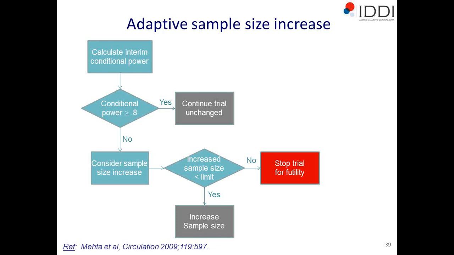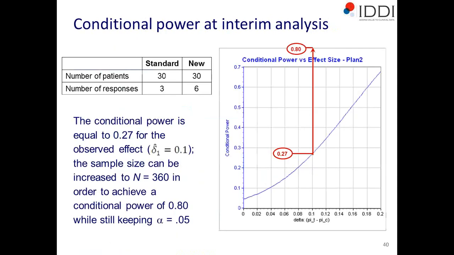So let's look at an example. Let's say that you might be in a situation after 60 patients where you have 3 responses in the standard group and 6 responses in the new group, so in the new treatment. If you look at the conditional power, the difference of the observed effect is 10%. So the conditional power is equal to 27% given this observed effect. Is clearly too low.